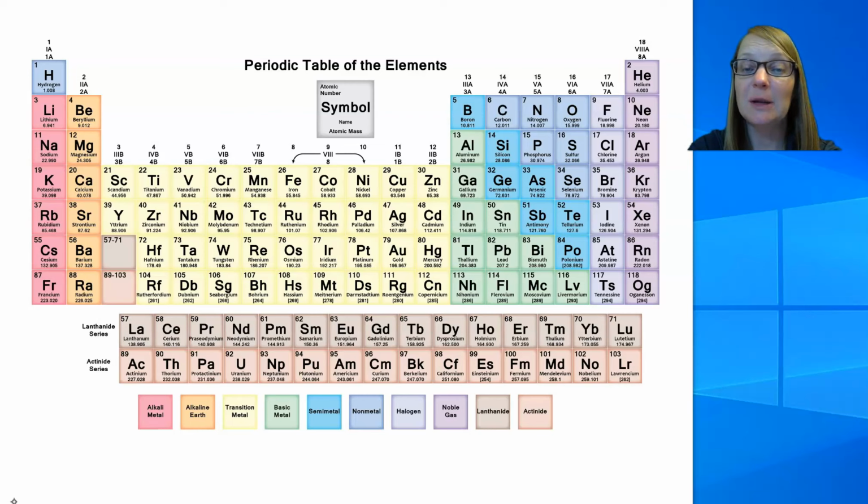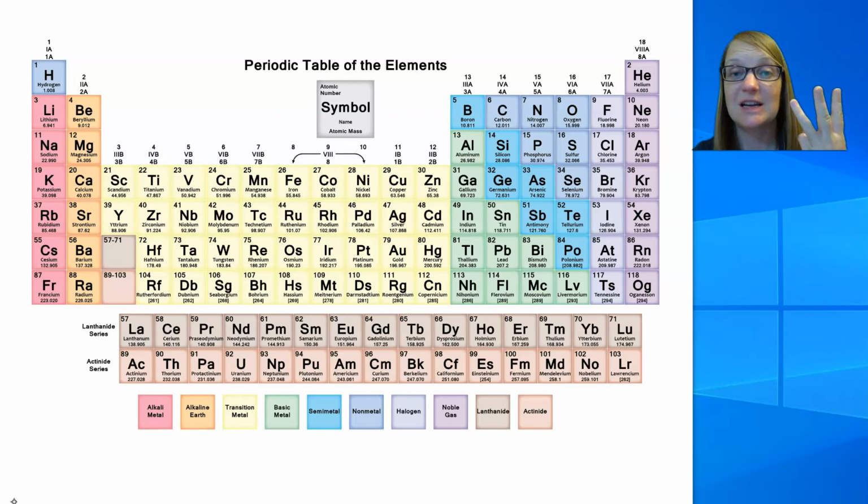So hopefully you're picking up the pattern. Every single element is going to have a unique number of protons in its atomic nucleus. There are no two elements that have the same atomic number or that have the same number of protons in that nucleus. So we have come now to the conclusion.